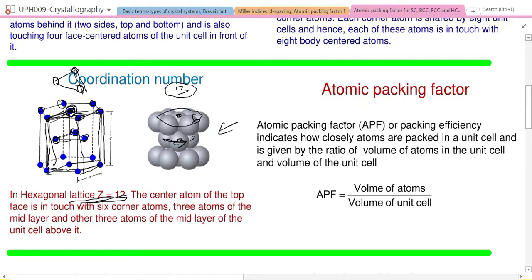Next we have to define something called atomic packing factor. What is atomic packing factor? This atomic packing factor determines how closely, it's a ratio of volumes, and this ratio is a unitless number, and this defines how closely the atoms are packed within a given Bravais lattice. So if I find this atomic packing factor is like 1, then that means within that Bravais lattice unit cell, each and every part of that cell, each and every corner of that volume of that cell is occupied by atoms, not any empty space.